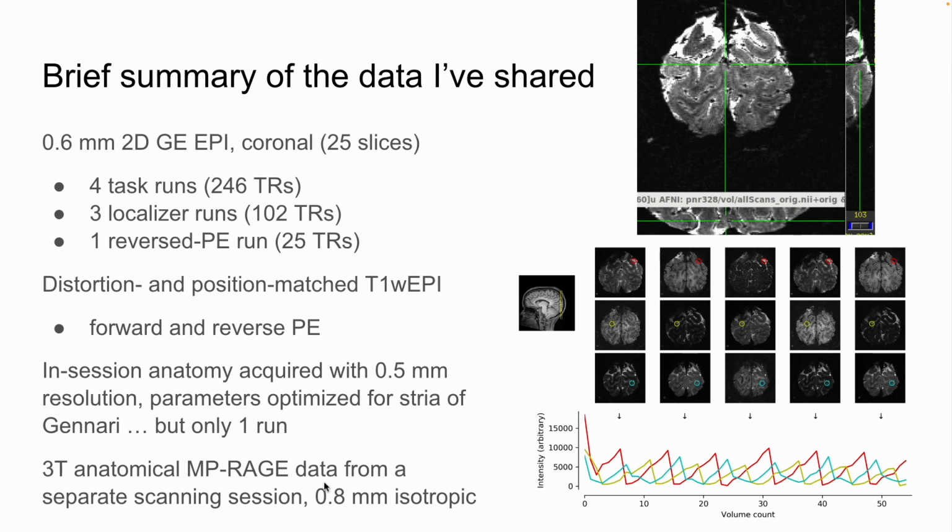Truth be told, it doesn't work that well, but I only have one of these and the signal-to-noise ratio is really low. But this is one of my ground truths, that you can image the stria of Gennari. If you're lucky enough to work in a primary sensory area, you're going to get this bright band through the middle of cortex that helps you ground truth your depth definitions. And then from a different scanning session, an MP-RAGE.